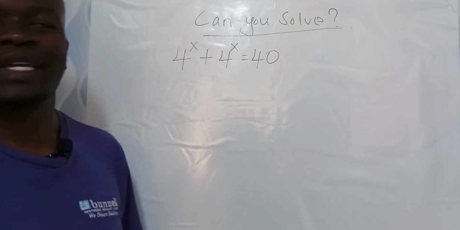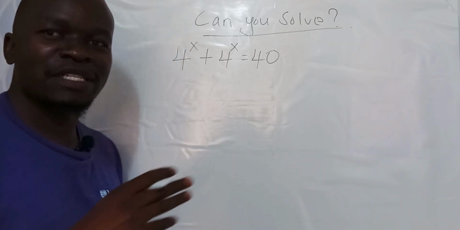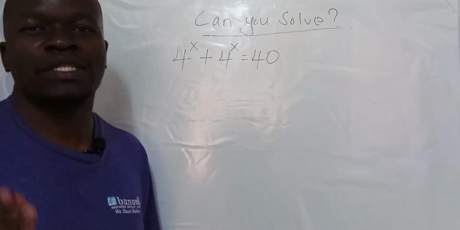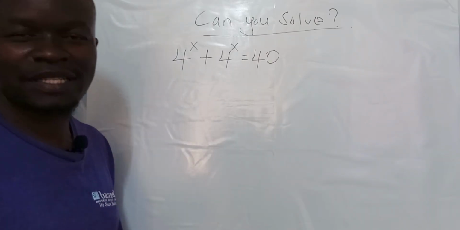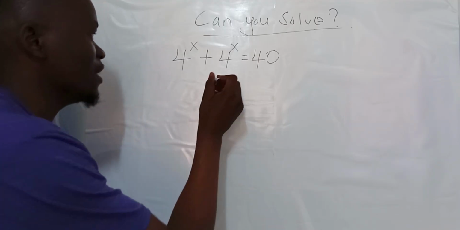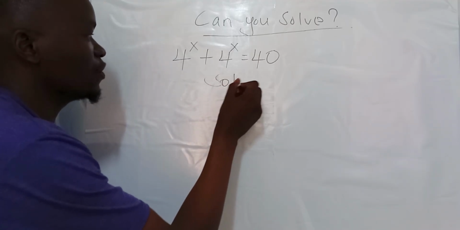Hello, and welcome as you work out such an amazing maths problem within the shortest time possible. So we have 4 to the power of x plus 4 to the power of x is equal to 40. So let's now start with the solution.